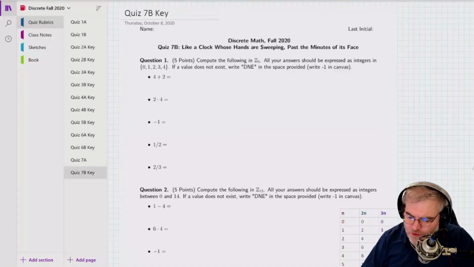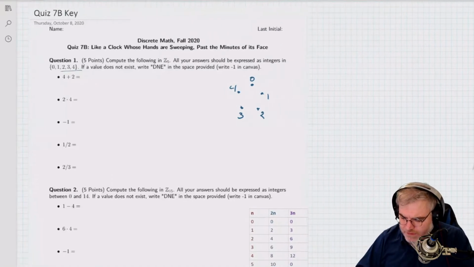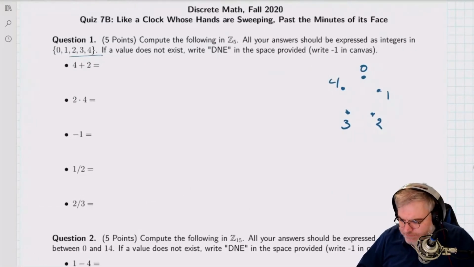All right, so 4 plus 2. I've got Z5 here: 0, 1, 2, 3, 4. Notice I wanted all the answers to come back in 0, 1, 2, 3, 4. I hope you understood those instructions, because 6 is all well and good, but it's not one of the options you could choose from. You can only choose between 0, 1, 2, 3, and 4. Even though 6 is an answer, because 6 equals what the answer is, which is of course 1. If I'm at 4, and I move 2 to the right, I get to 1.